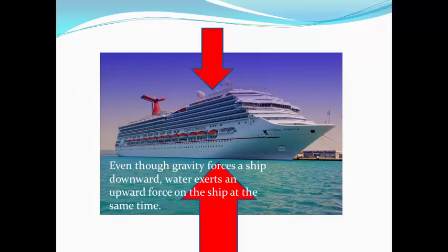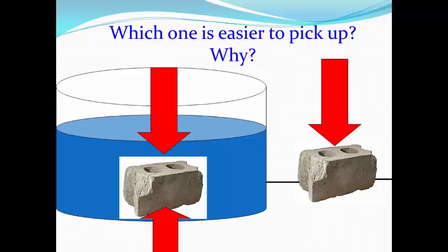Going back to our cruise ship, even though gravity forces the ship downward, the water also exerts an upward force on the ship at the same time. So if you look at these two arrows that I've placed here, we have a larger arrow, which represents a larger force. So we have a buoyant force here that is larger than the force of gravity pushing down on it. Let's go to another example.